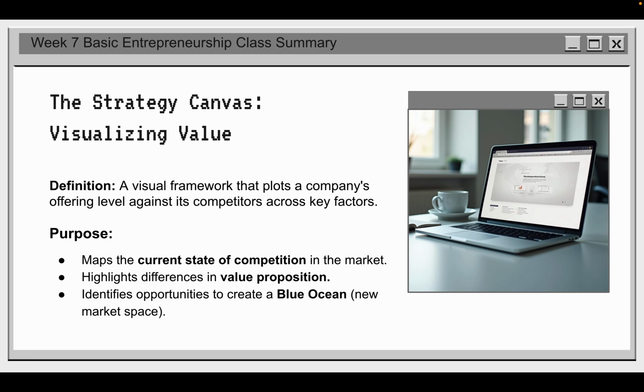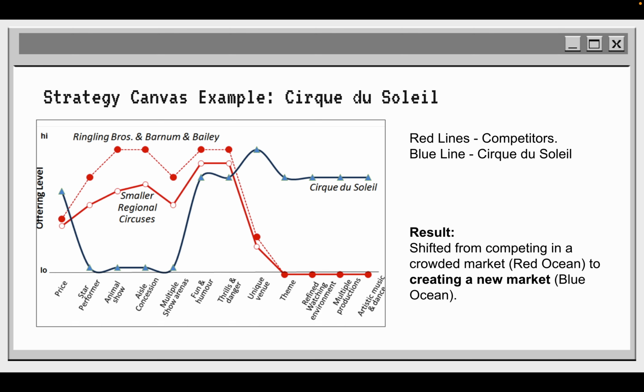Firstly, the strategy canvas. It is a visual framework which helps a company to plot and compare its offerings against its competitors across various factors. There are several purposes for it. It maps the current state of competition in the market. It highlights differences in value proposition. It identifies opportunities to create a blue market. Now we can understand it with the help of an example.